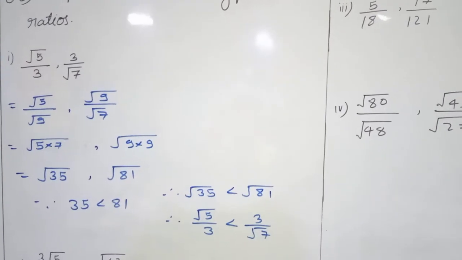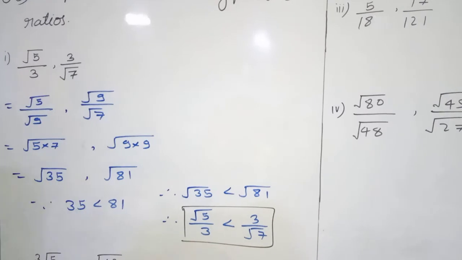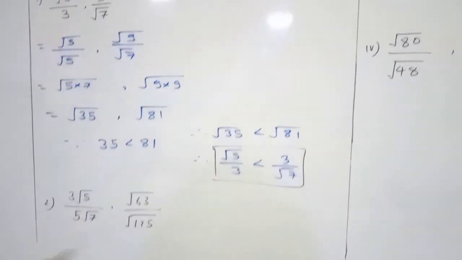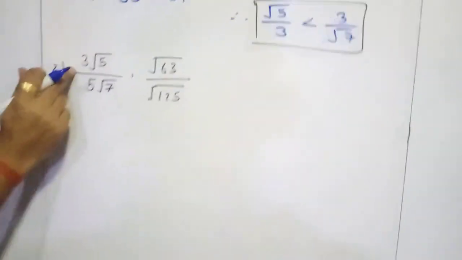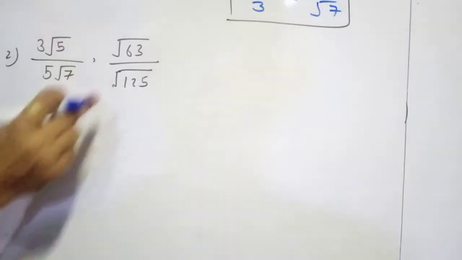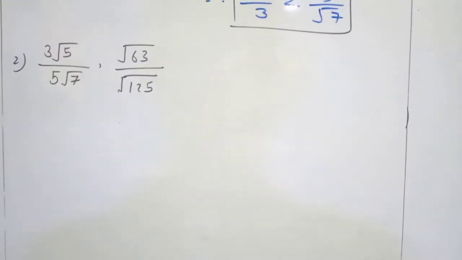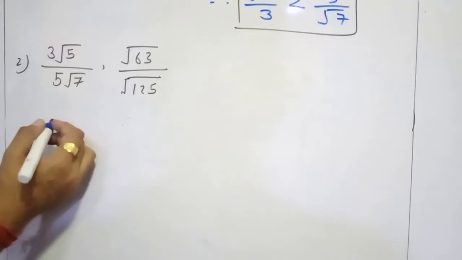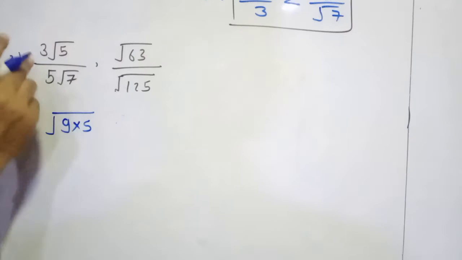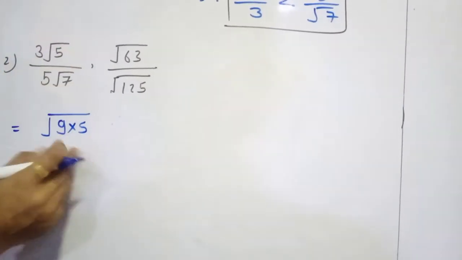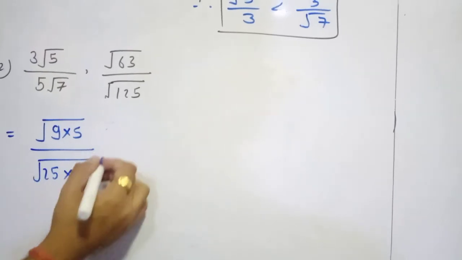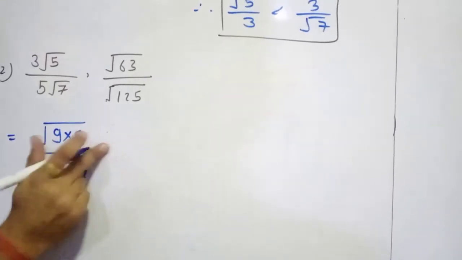This way we have to do the comparison of these two fractions. Got it, everyone? Now come to the next sum. 3 root 5 upon 5 root 7, and root 63 and root 125 we have. So first convert that into a proper root. So it will become 9 into 5, as 3 becomes 9 and 5 we already have. Denominator 25 into 7.